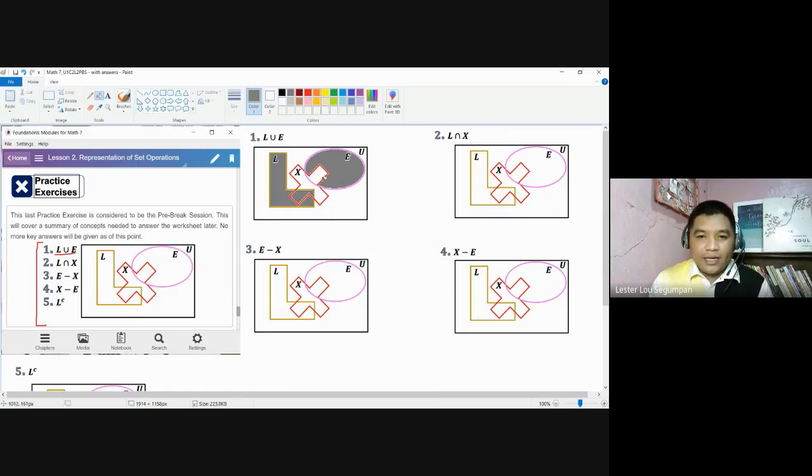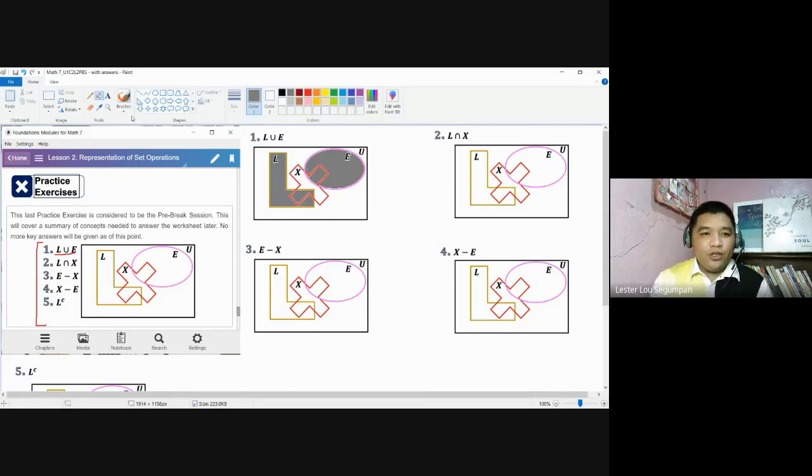How about this area here? Similar to the area earlier, even if this is part of set X, or the figure which is also in the form of an X, it is in the first place part of set E, the whole figure of the ellipse. So we also shade it. So this is the union of set L and set E.